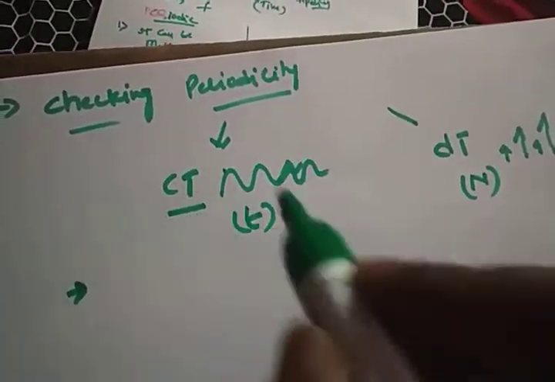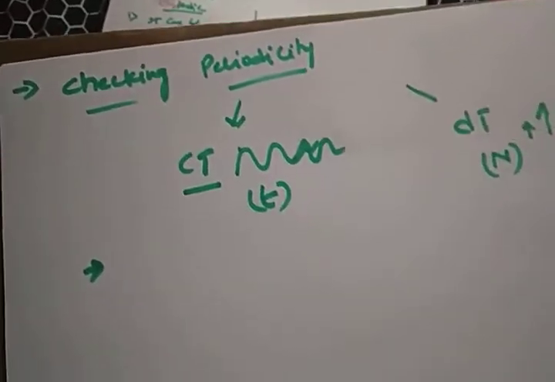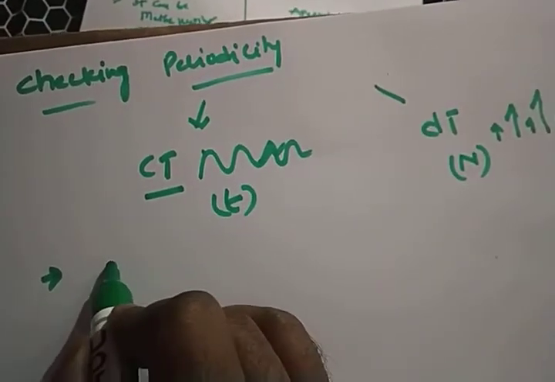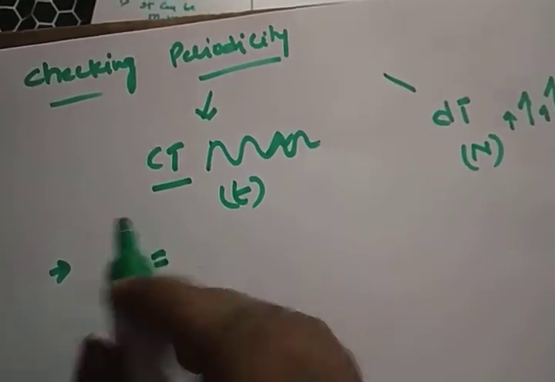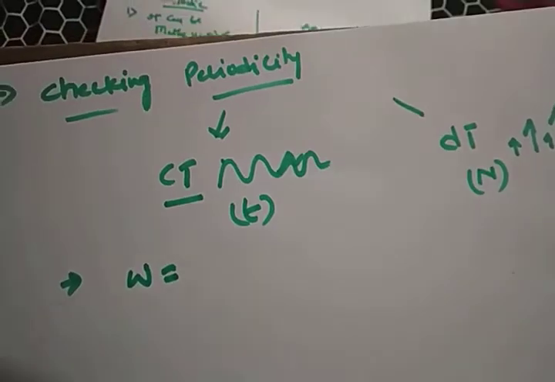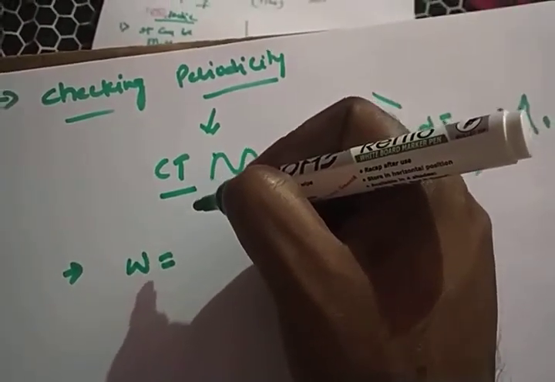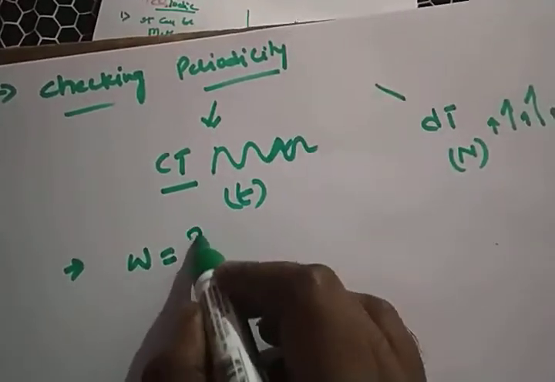For continuous signals, I'm going to prove the steps here. After that, we'll go for discrete time signals. First, you have to find out the angular frequency, omega, from the given signal. Right? First step, you have to find out what omega is.